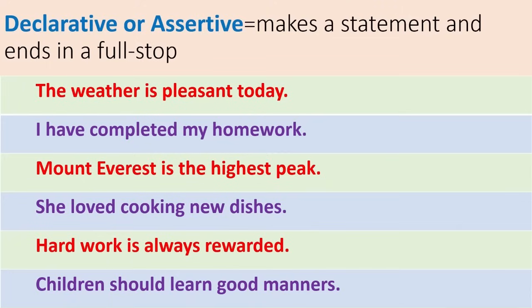Look at the examples. The weather is pleasant today. It makes a statement, ends in a full stop. I have completed my homework. Mount Everest is the highest peak. Again, look at the full stop at the end of each sentence. She loved cooking new dishes. Hard work is always rewarded. Children should learn good manners. All the 6 sentences are assertive or declarative sentences because they make a statement. They are a complete sentence and they end in a full stop.